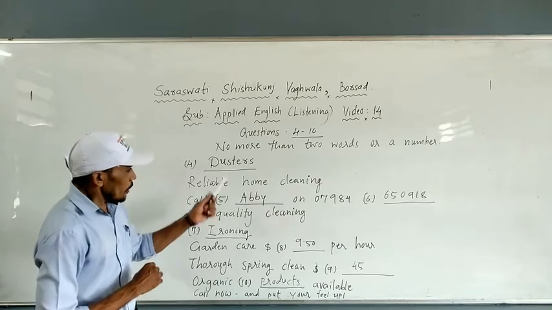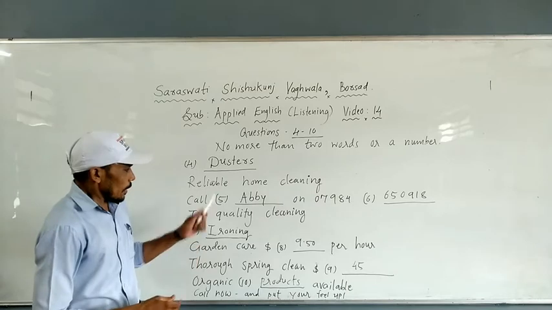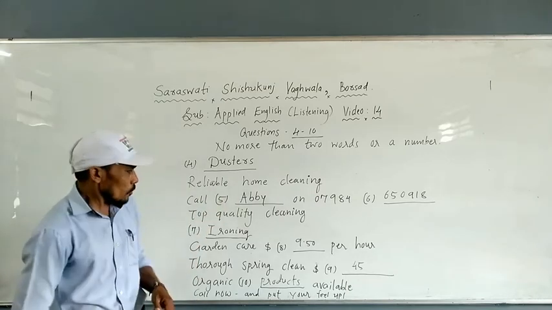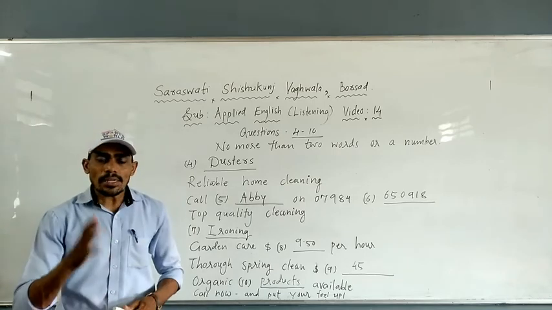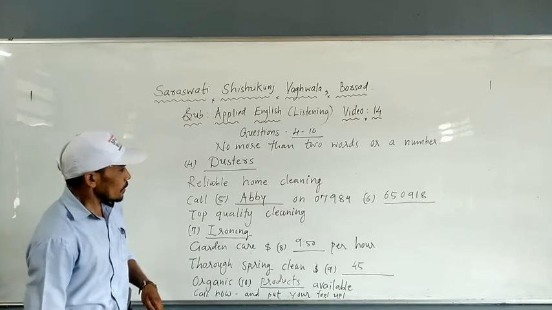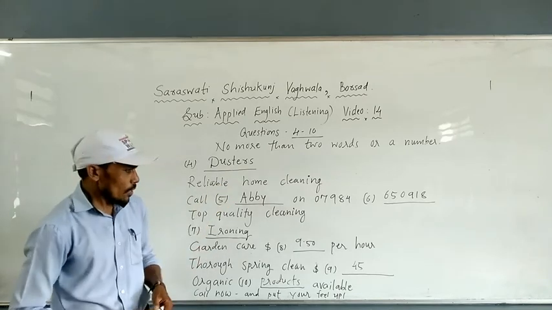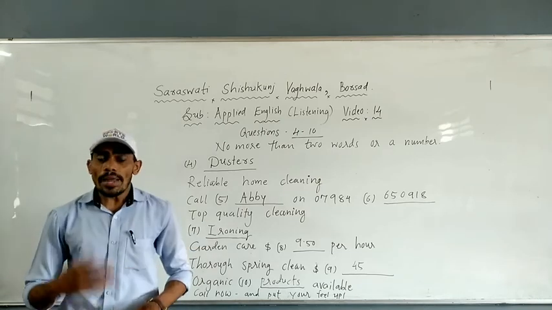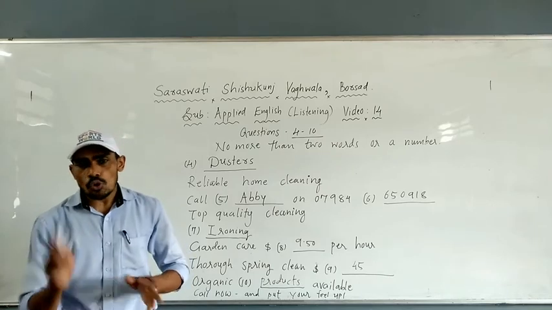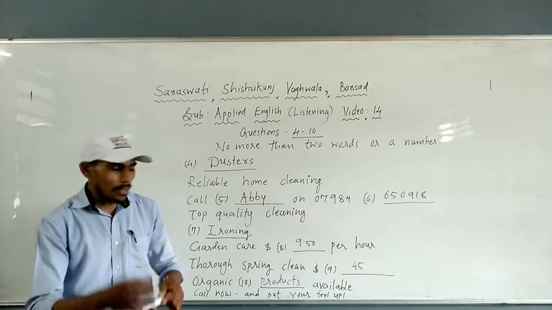Students, now when they are talking about a cleaner, reliable home cleaning, the conversation goes on. Now it's the name of the company called Dusters. You can clearly hear. So what is the correct answer? The name of the company is Dusters, and you need to write here. Okay. And you can call on Abby, and immediately the lady replies, it's not E, but A double B, which you can listen.